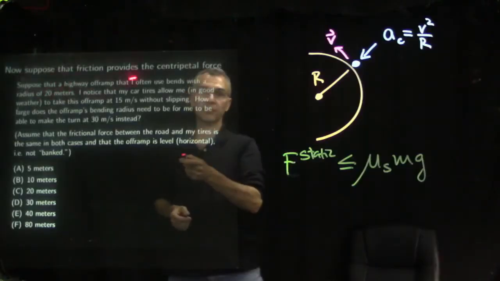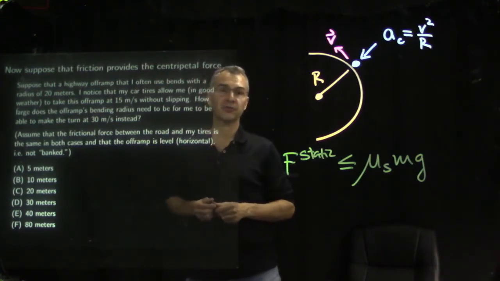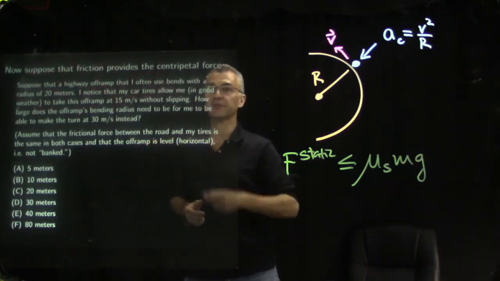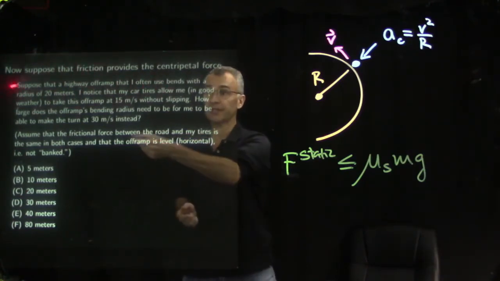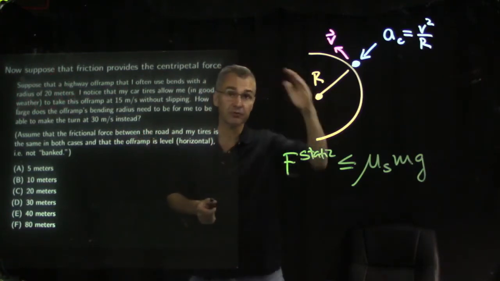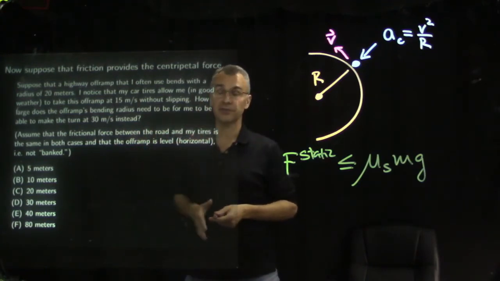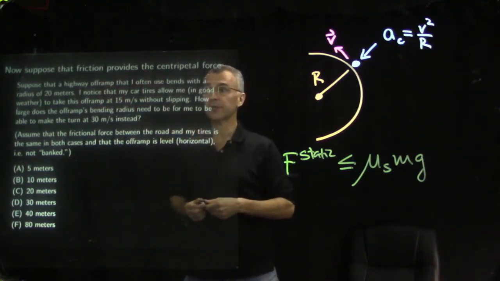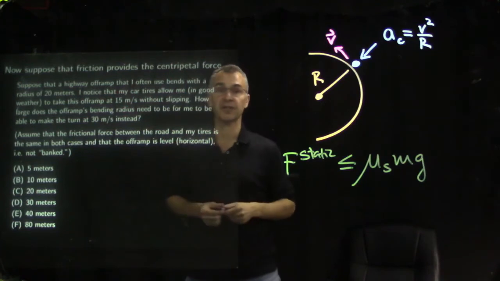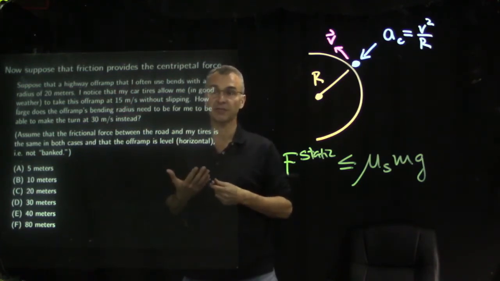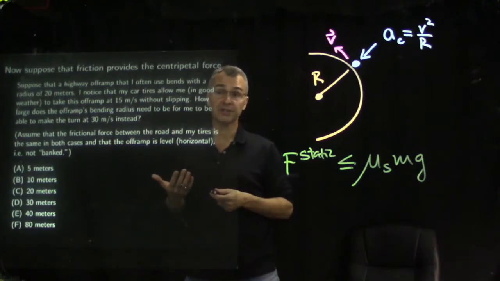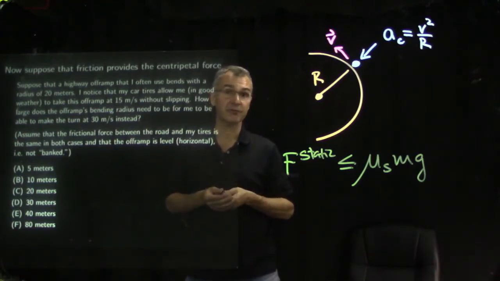So now, suppose friction provides the centripetal force instead of a component of the tension of a string. So suppose a highway off-ramp that I often use bends with a bending radius of 20 meters. So it's like an arc of a circle whose radius is 20 meters, and it's entirely in the horizontal plane, right? So there's no banking of the road, it's just a flat road. I notice that my car tires allow me in good weather to take this off-ramp at 15 meters per second without slipping. So I think what that must mean is that if I go at 15 meters per second, then the maximum possible force of static friction exactly provides the necessary centripetal force.